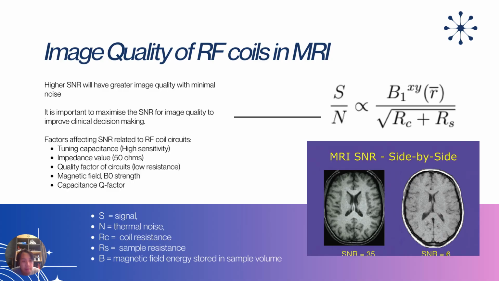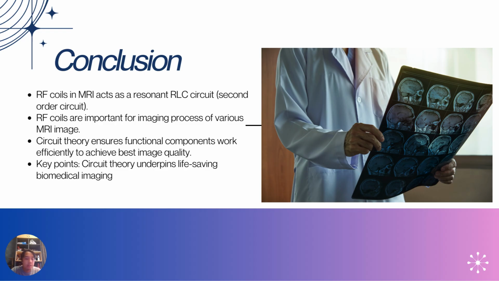Also, a higher magnetic field strength will result in a higher signal to noise ratio, but there are limitations when using higher magnetic field strength. You will also need to have a higher Larmor frequency. And here is represented the relationship of the signal and the resistance, the magnetic field strength, and also thermal noise.